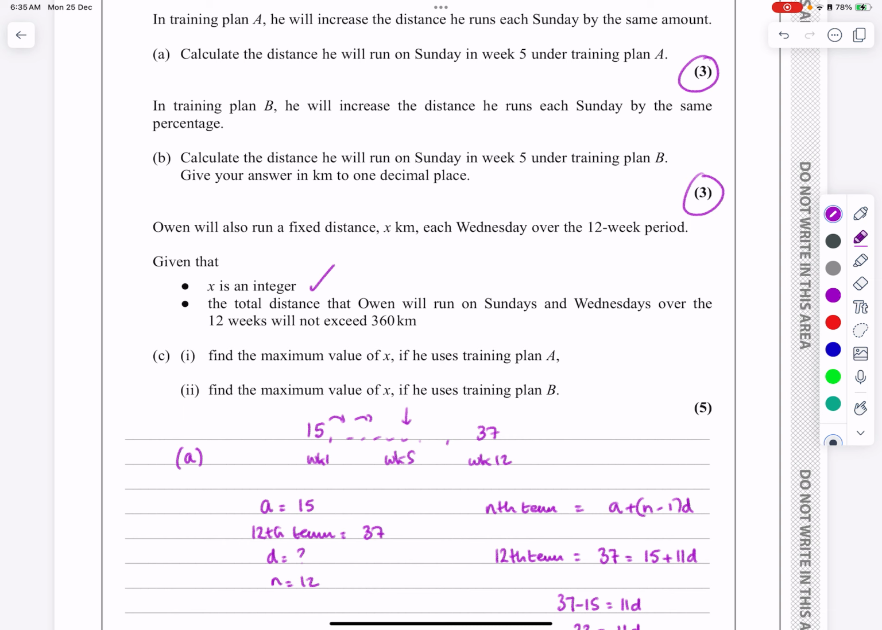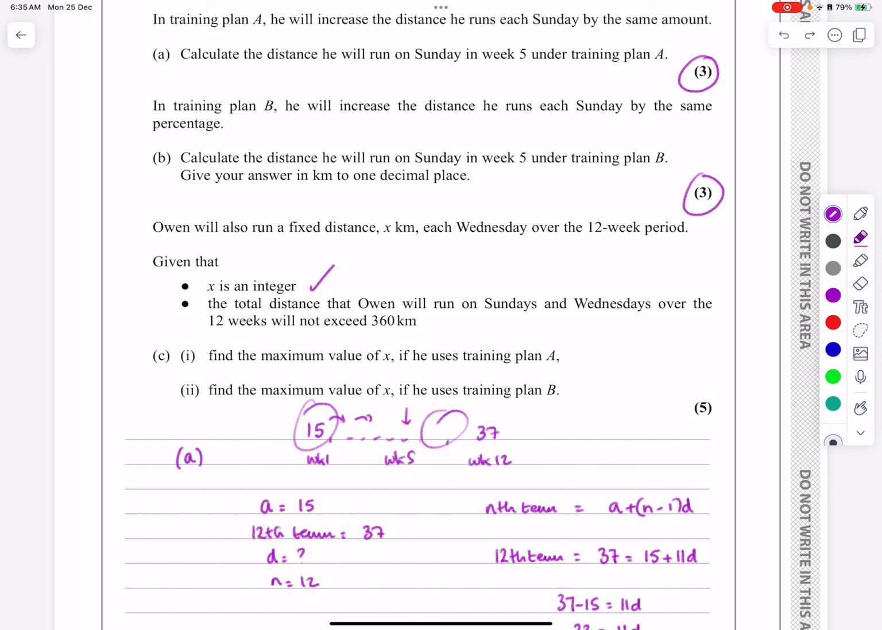So if it doesn't exceed 360 kilometers, what's the maximum value of X he can have if he uses training plan A, or what's the maximum value of X he can use if he uses training plan B? So you might think, I don't know what I'm doing here, let's just give up. Don't do that. At least say, I'm trying to work out the total distance that he's travelled. If you're trying to work out the total distance, we need a sum of all of those ones, and you can do that.